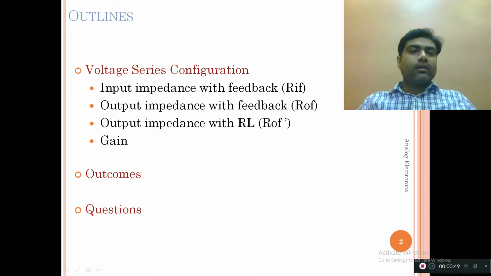So today the topic of discussion will be the voltage series configuration, and we'll be discussing the input impedance with feedback, output impedance with feedback, output impedance with the load resistance RL, and what will be the outcome. I'll discuss it later, and the questions related to this particular lecture.